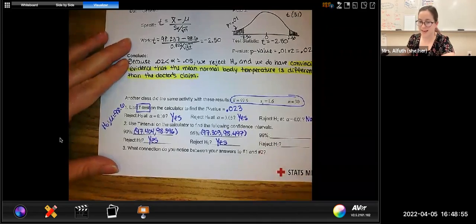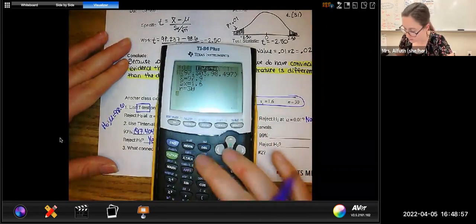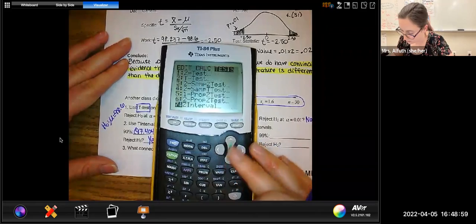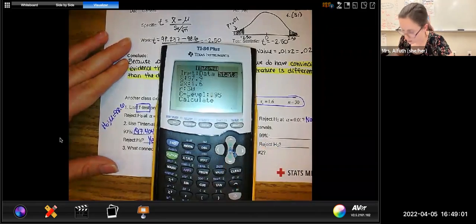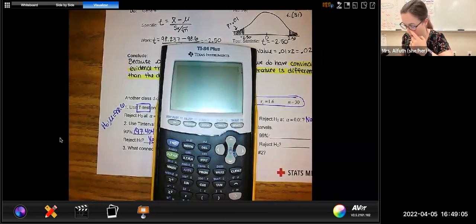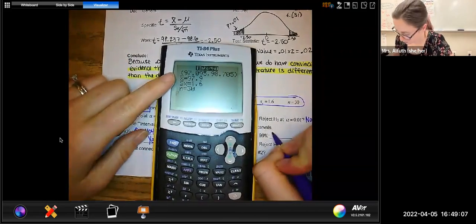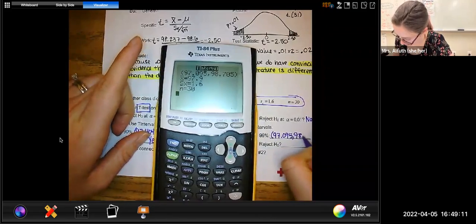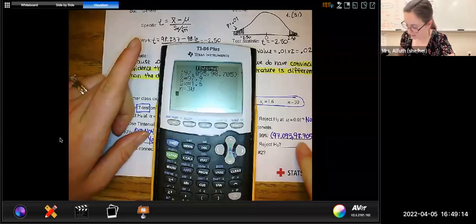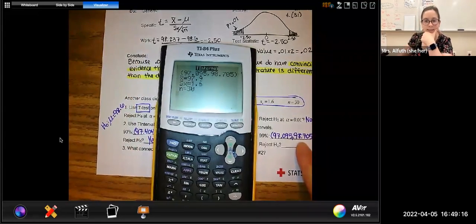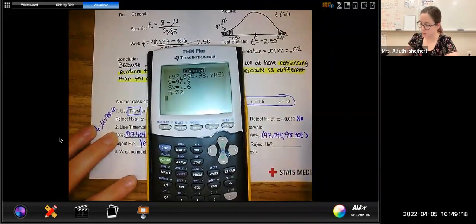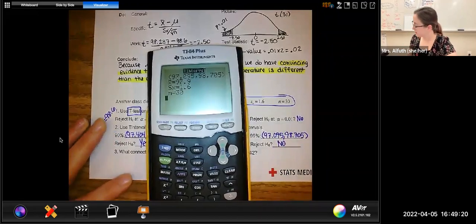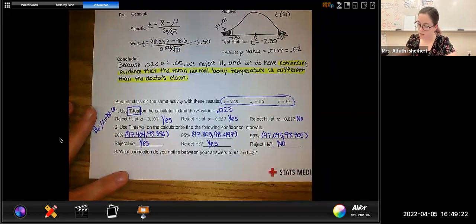Let's do one more at the 99% confidence level. So changing that to 0.99 this time. This one is 97.095 to 98.705. Does this capture 98.6? Yes, it does. So we would not reject the null hypothesis.